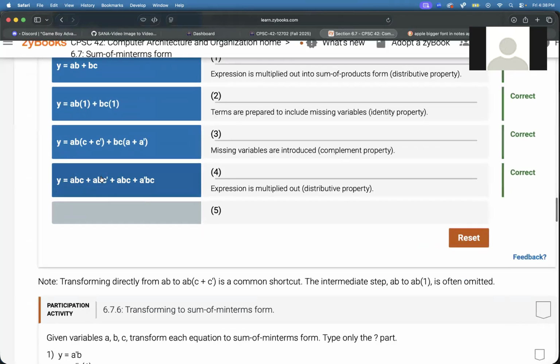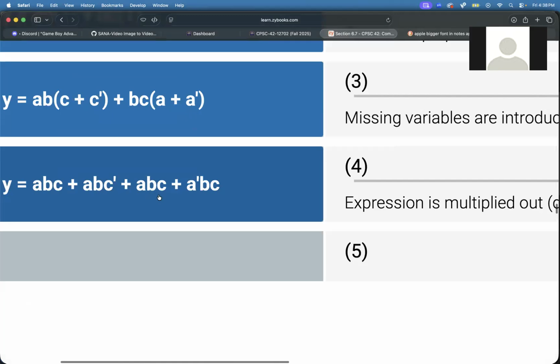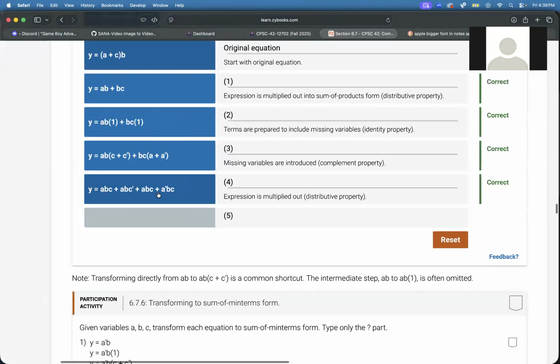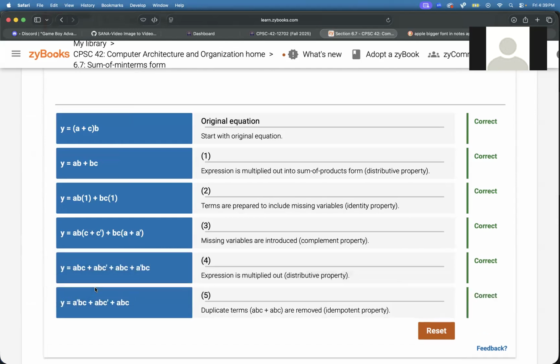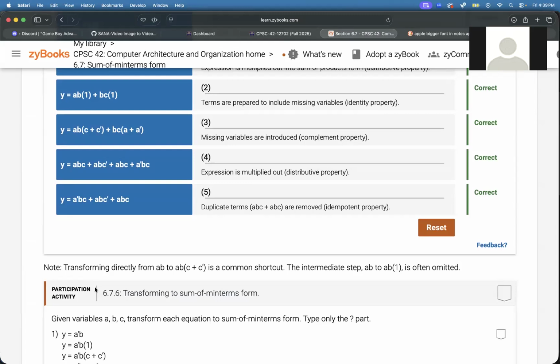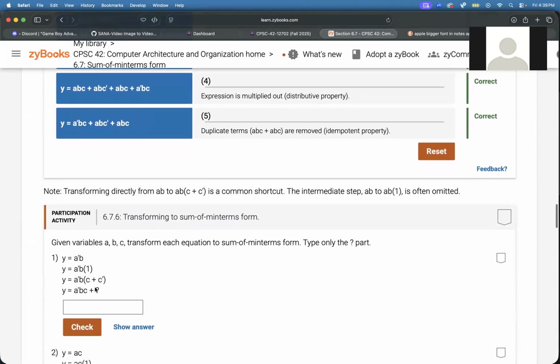But then if you look at it, we notice that there's an ABC and an ABC, and you don't need to write it twice, because it's this or this or this or this, right? So you don't need to say ABC or ABC. That's redundant. So there you go. Get rid of the duplicate. Cool.